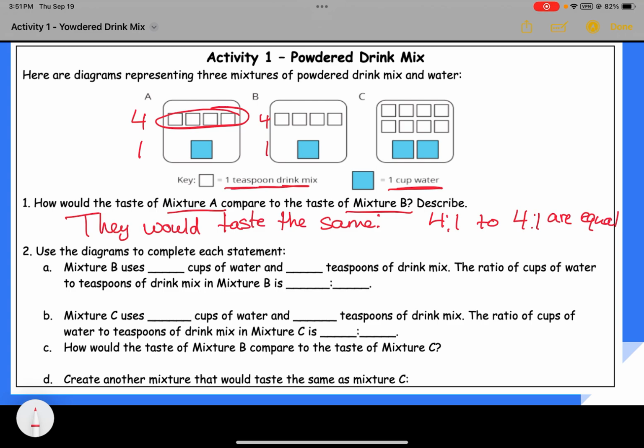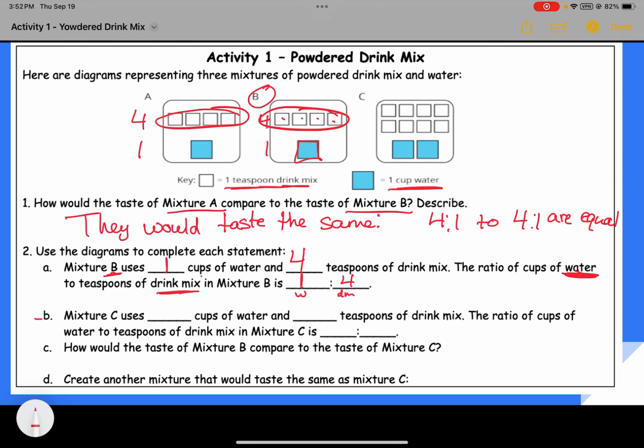Okay. So question 2 says, use the diagrams to complete each statement. So we have to come up with some statements about these. Mixture B uses blank cups of water. So mixture B, we know, uses 1 cup of water and blank teaspoons of drink mix. So 1, 2, 3, 4 teaspoons of drink mix. The ratio of cups of water, so if we put water first and then drink mix, the ratio would be 1 to 4, not 4 to 1. 1 to 4 is important because it says water first and then drink mix.